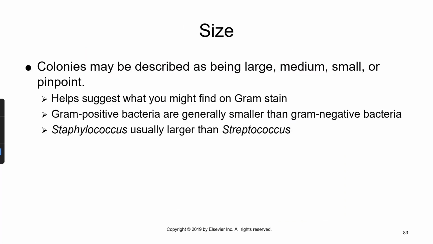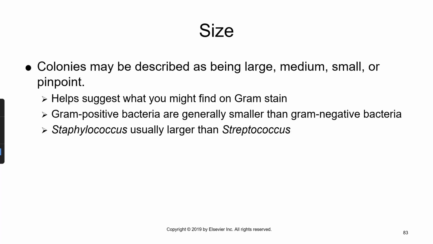Size also helps us make a determination of presumptive identification. Most colonies can be described as being large, medium, small, or pinpoint, and those sizes are kind of subjective. Pinpoint is literally if you were to take a pencil and put a little dot on a table. Small would be a little bit bigger than that. Medium would be like dime-sized. And large would be anything greater than the size of a dime.